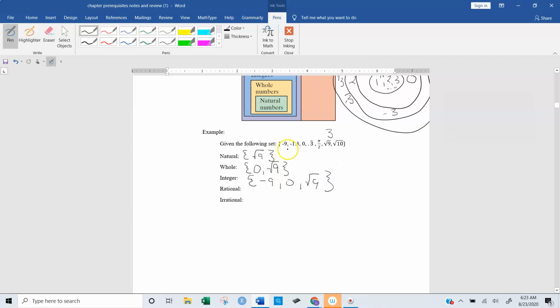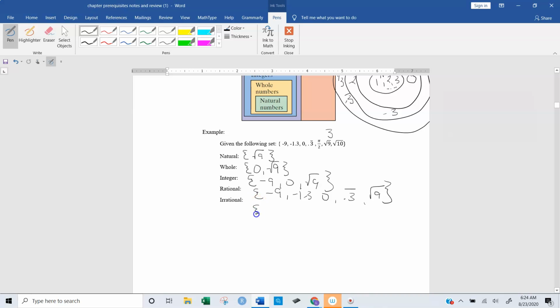Rational, that's when he learned how to do those fractions. Well, rational still includes negative 9, because he still knew that. Negative 1.3 gets to be added in there now because you learned those negative fractions. 0 is still a rational number. Still repeating, so 3 counts. Pi, nope, pi still doesn't repeat, so that doesn't count. He still knows the square root of 9. And square root of 10, nope, doesn't repeat, doesn't know that.